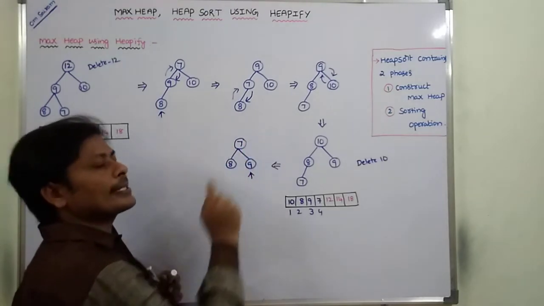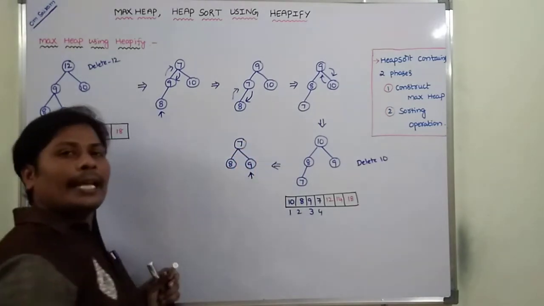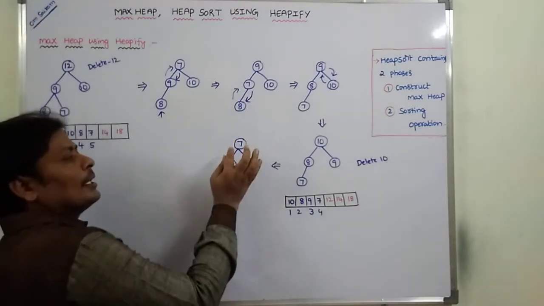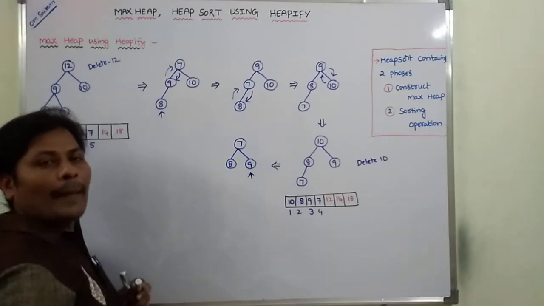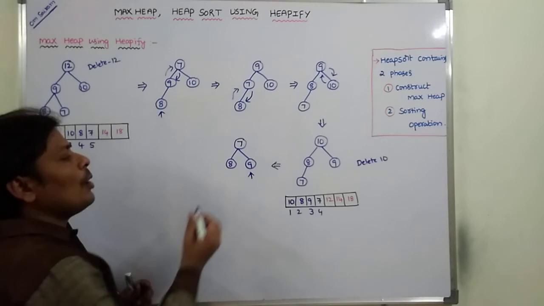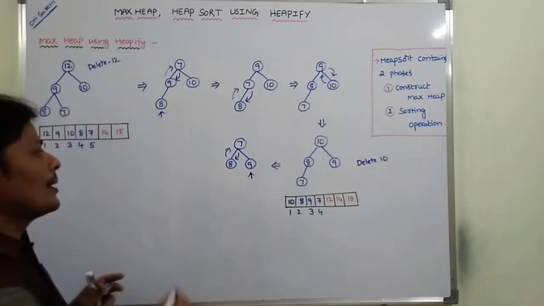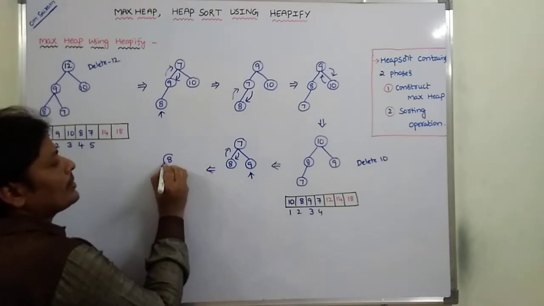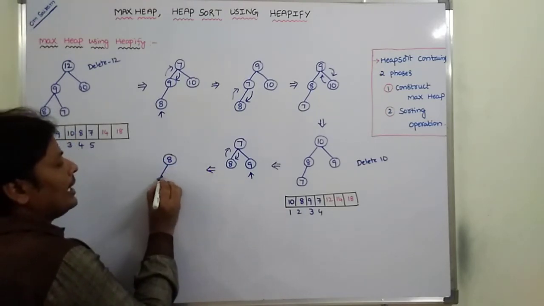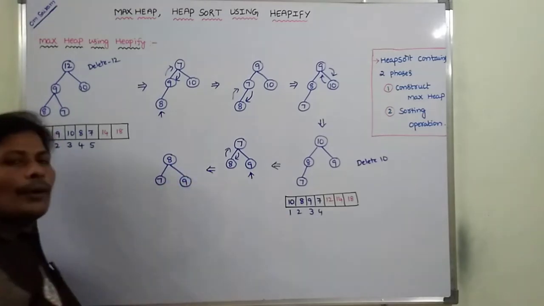Next element is 7. So 7 has one left child and another one is a right child. So 7 is greater than 8? It does not satisfy the maximum heap property. Now we have to swap these two nodes. So after the swapping, we are getting 8 as the root node, 8's left child is 7 and the right child is 9. Okay.